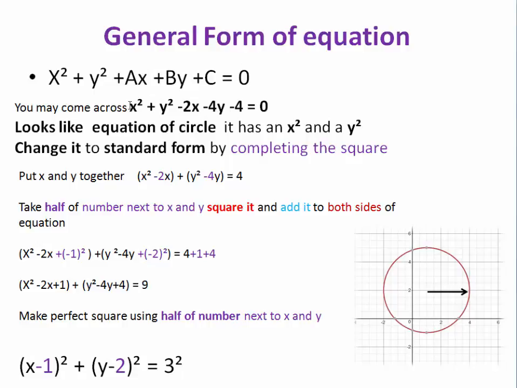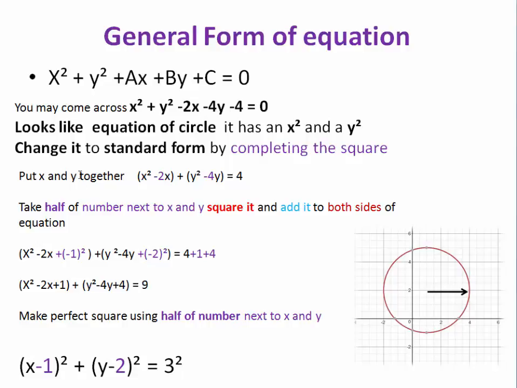So sometimes you come across an equation like this, which is x squared plus y squared minus 2x minus 4y minus 4 equals 0. And you think, oh, it looks like the equation of a circle. It's got an x squared in it and it's got a y squared in it. So we can change it to the standard form, which we recognize, by completing the square.